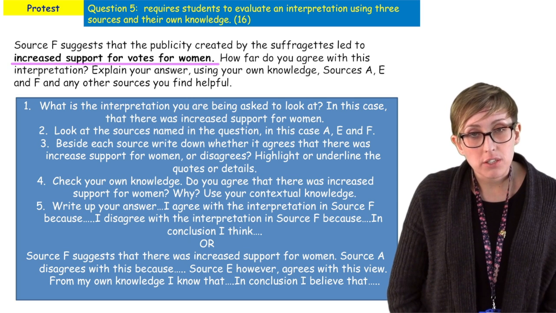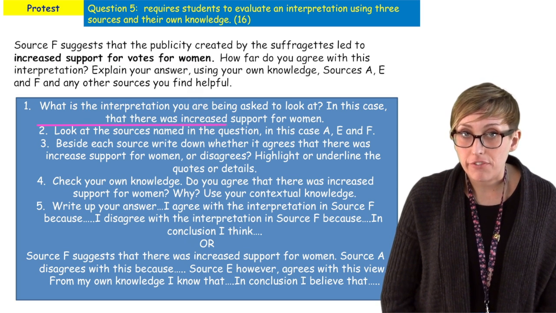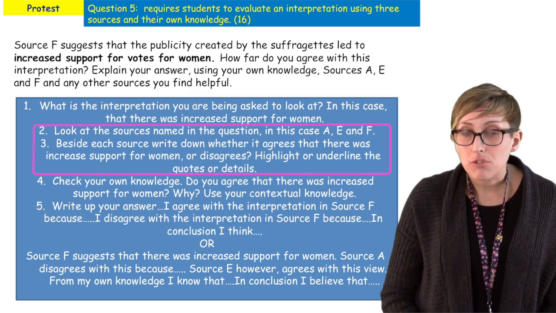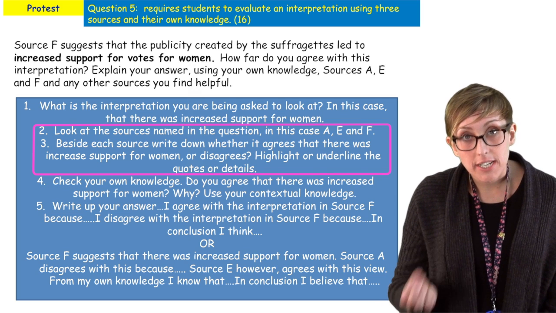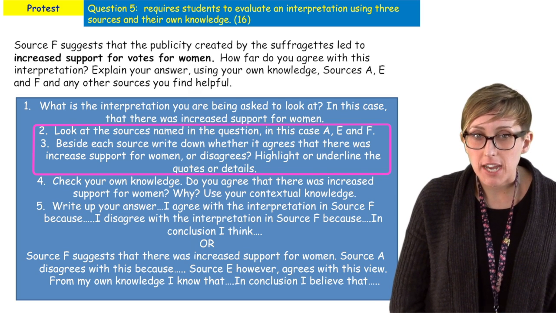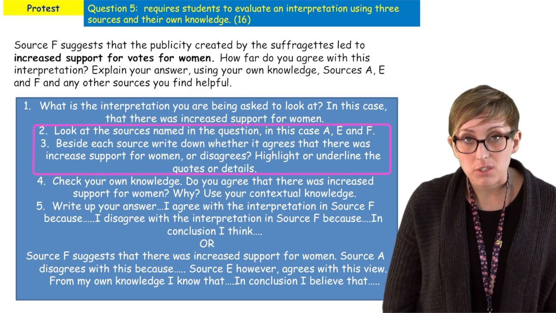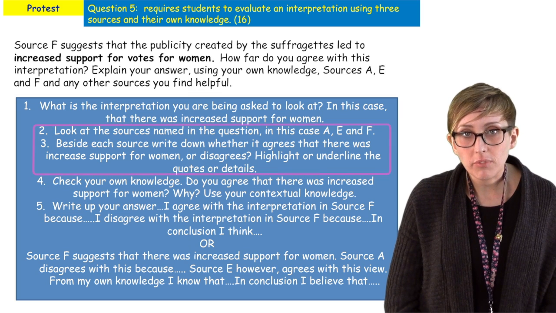Once you've done that, look at the sources that are named in the question. In this case, it's A, E and F. Now find sources A, E and F in the paper. Read each one and write down next to the source whether it agrees or disagrees with the interpretation in the question. Highlight or underline any quotes or significant details that help you come to that conclusion.